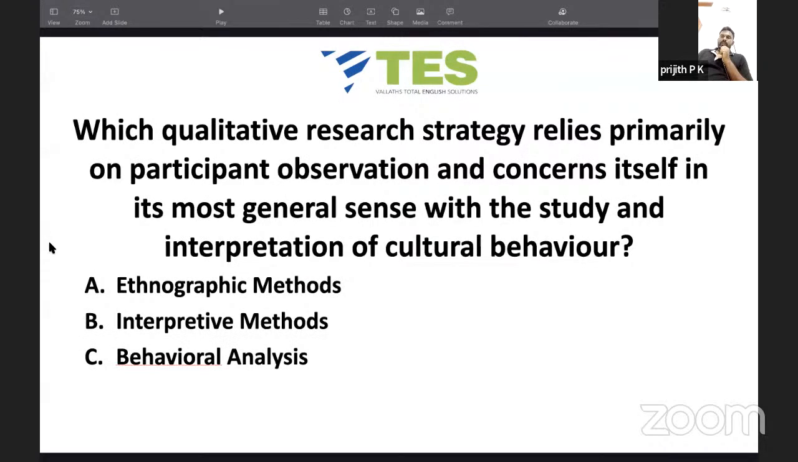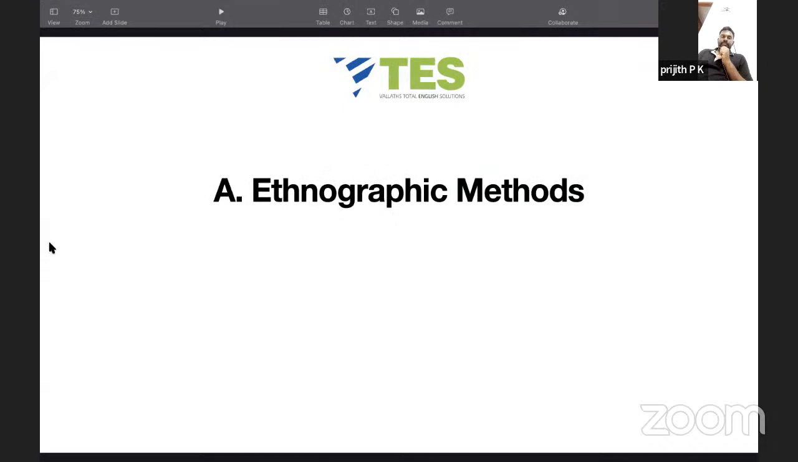Next question. Which qualitative research strategy relies primarily on participant observation and concerns itself in its most general sense with the study and interpretation of cultural behavior? Options: A. Ethnographic methods. B. Interpretive methods. C. Behavioral analysis. Someone answer, please. The answer is ethnographic methods.